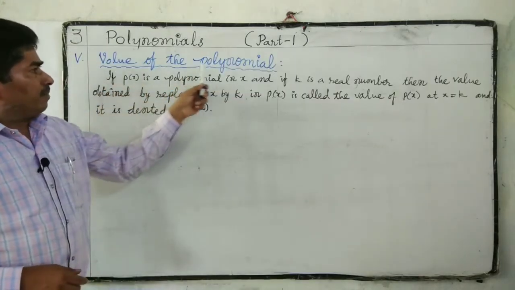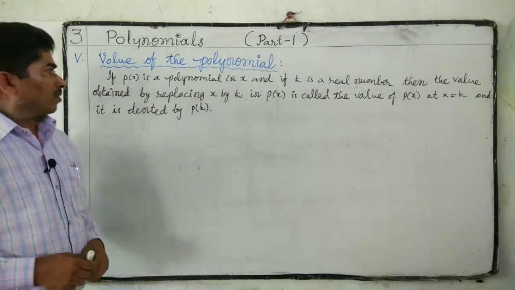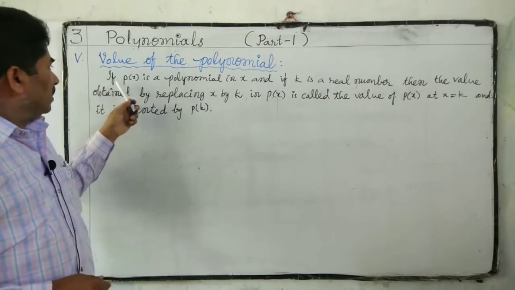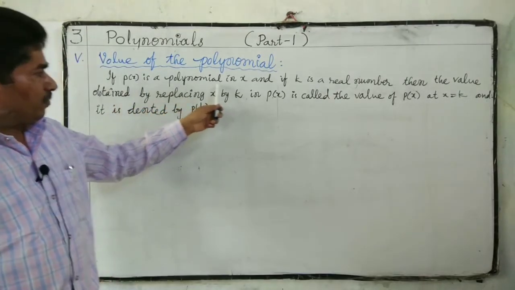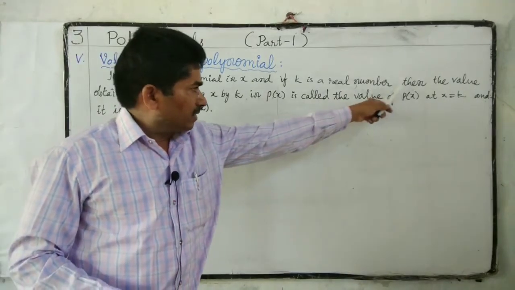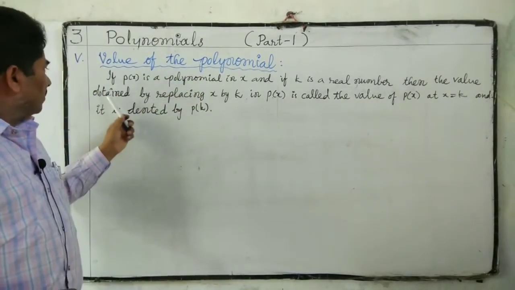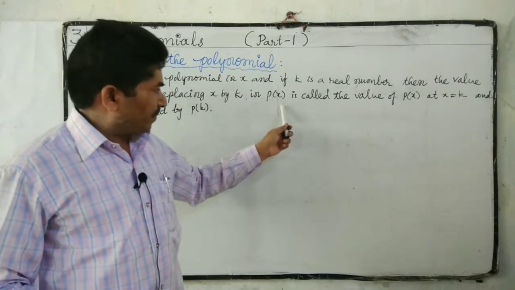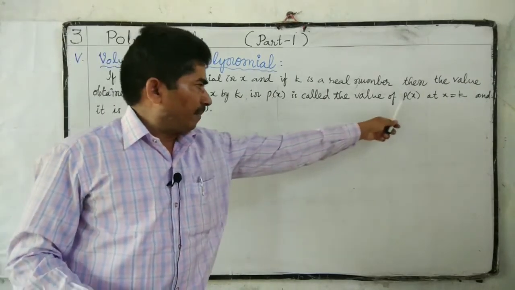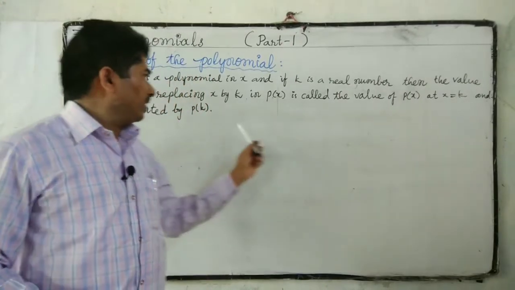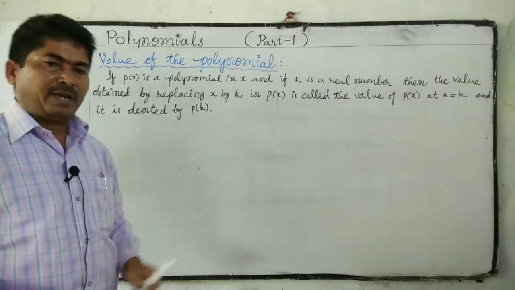Value of the polynomial. What is the value of the polynomial? If p of x is a polynomial in x and if k is a real number, then the value obtained by replacing x by k in p of x is called the value of p of x at x is equal to k, and it is denoted by p of k.